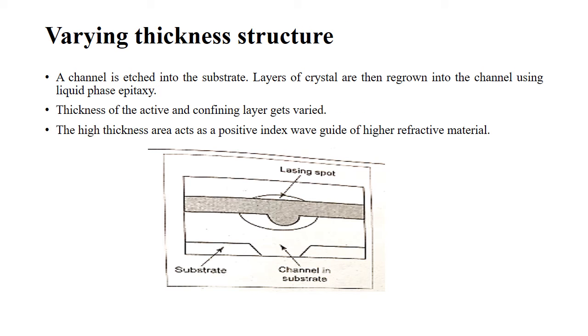Next one is varying thickness structure. A channel is etched into the substrate. The layers of crystals are then regrown into the channel using liquid phase epitaxy. So the thickness of the active and confining layers gets varied. The high thickness area will act as a positive index waveguide of higher refractive material.